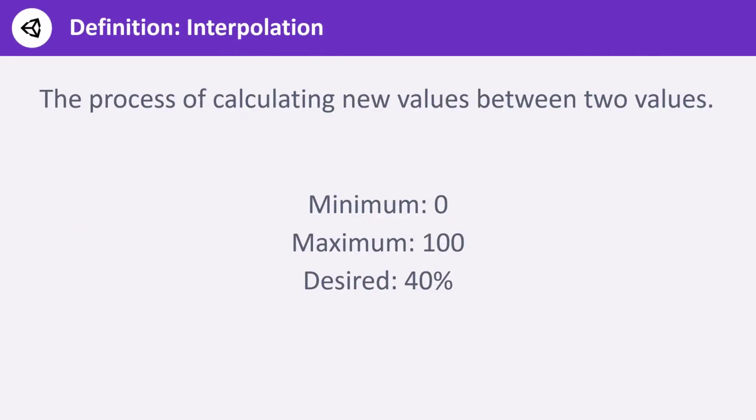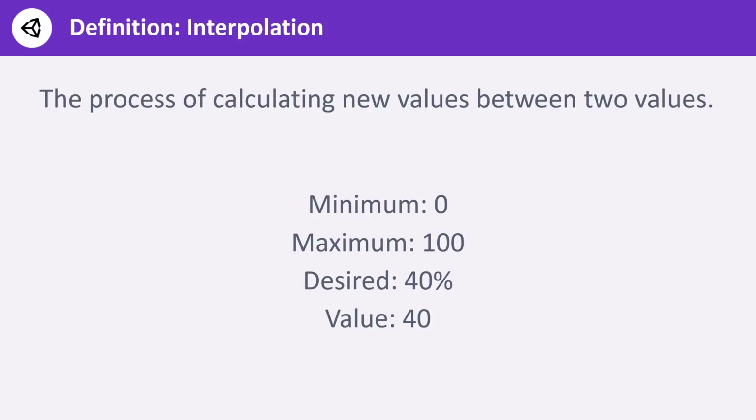Interpolation describes the process of calculating a value between two other values. For example, let's say we need to grab a value between 0 and 100. We may want to grab a value that's 40% of the way to 100. If we were to do the calculation, the result would be 40. Calculating the value is known as interpolation. Unity provides a formula for performing this calculation called linear interpolation.